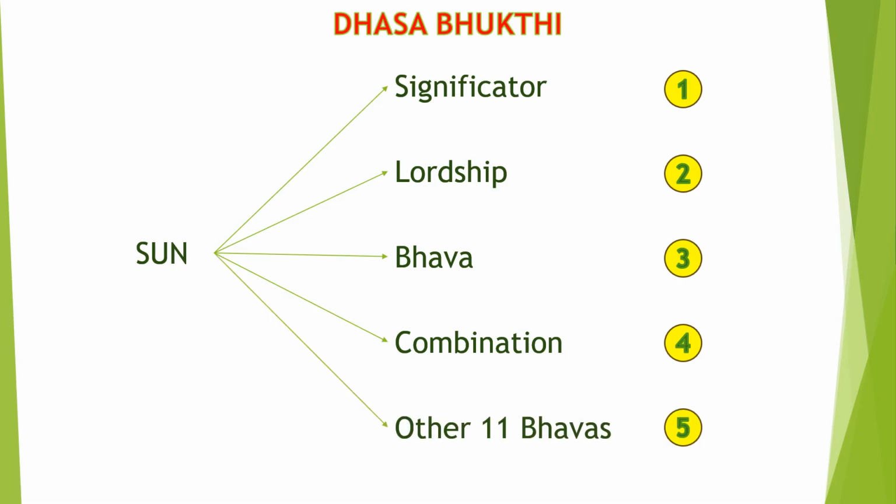The next is that the Sun is not only going to benefit the lagna, it is also going to benefit the other 11 bhavas, based on certain rules. But here the only thing is that the Sun will not alone benefit the bhava in which it is, or the bhava of which it has the lordship, or the lagna.